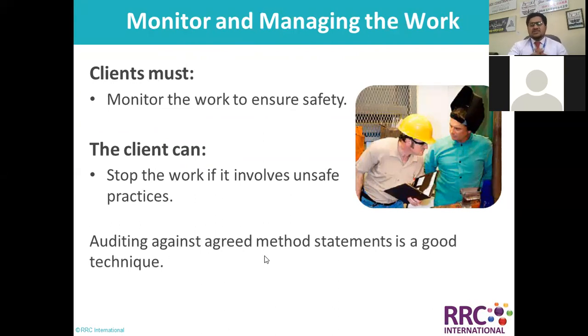Auditing against agreed method statements is a good technique, but I always encourage unannounced auditing. Don't announce, because unannounced auditing or unannounced safety inspections can show you a better picture of that system actually. Otherwise, people are very clever. Companies are very clever. Like today they have an audit, and just yesterday or the day before yesterday, within a couple of days, they will improve everything drastically.